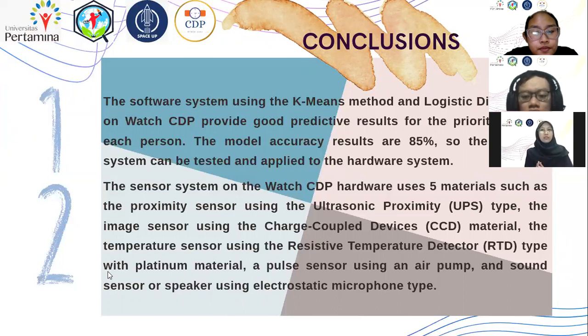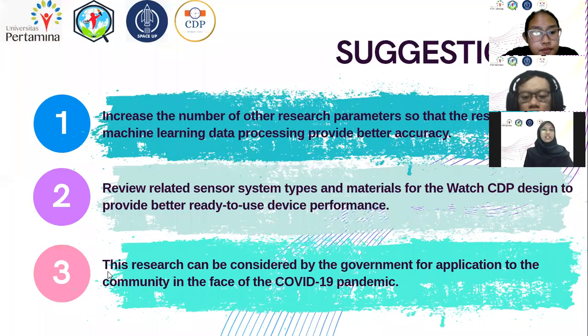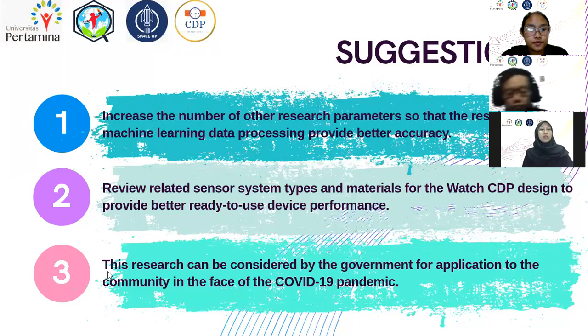Okay, next. The suggestion: we suggest to increase the number of other research parameters to produce more accurate machine learning data processing. The second thing is to review related sensor system types and materials for the Watch CDP design to provide better ready-to-use device performance. And the last is that this research can be considered by the government for application to the community in the face of the COVID-19 pandemic.